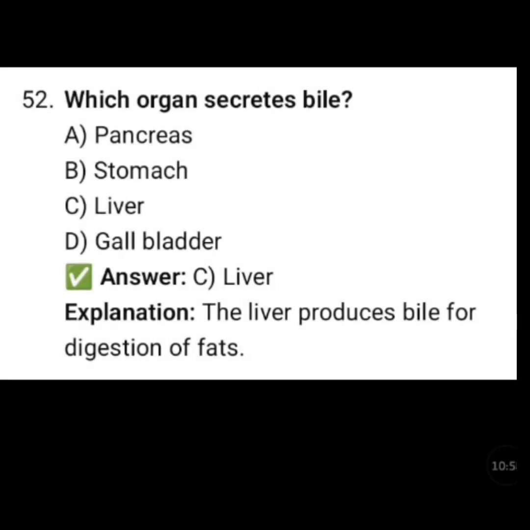Which organ secretes bile? Pancreas, stomach, liver, gallbladder. The correct answer is option C, liver. The liver produces bile for digestion of fats.